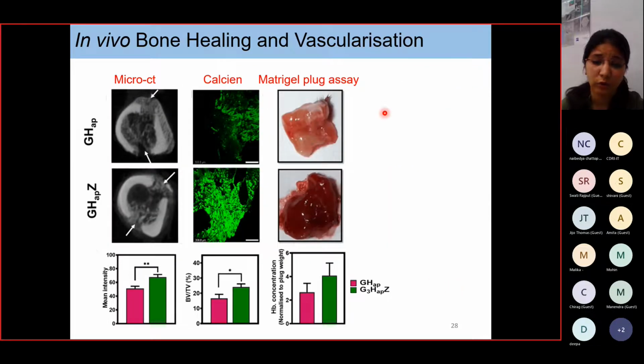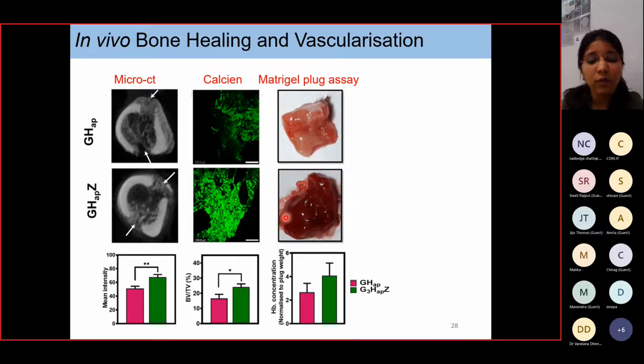Our next study was to check how they were behaving in the in vivo system. Here we created a 0.8 mm defect in the rat femur and implanted our material, and we saw that over a period of 2 weeks there was an increase in the bone volume, as well as a higher recruitment of cells taking place when we injected calcium.